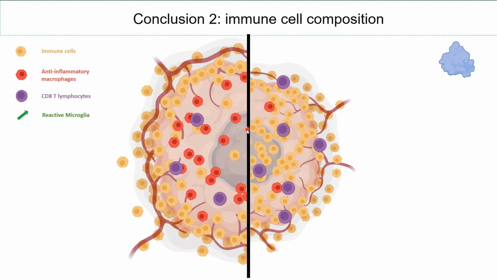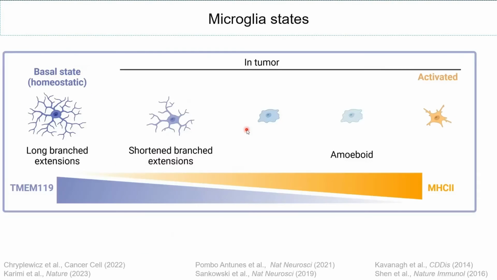So as microglia are the brain-resident immune cells, we wanted to know a little bit more about these cells in our model. And so here are the different states of microglia that we could find in the brain, as I presented to you at the beginning. Homeostatic microglia are highly branched, and when they enter the tumor, they become amoeboid, and they could be activated, and they change their morphology again.